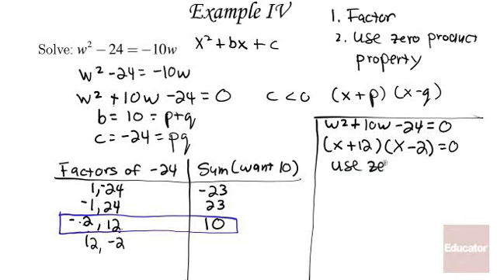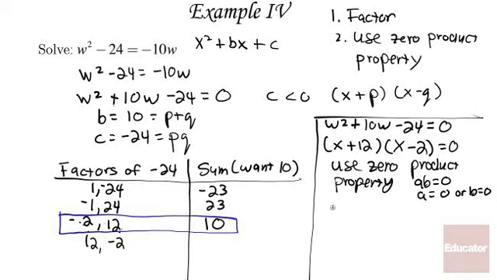Now, use the zero product property. Recall that that property says if a times b equals 0, then a equals 0 or b equals 0. What that tells me to do is set x plus 12 equal to 0 and x minus 2 equal to 0, and then solve for each of those. Okay, so this gives me x equals negative 12 and x equals 2.